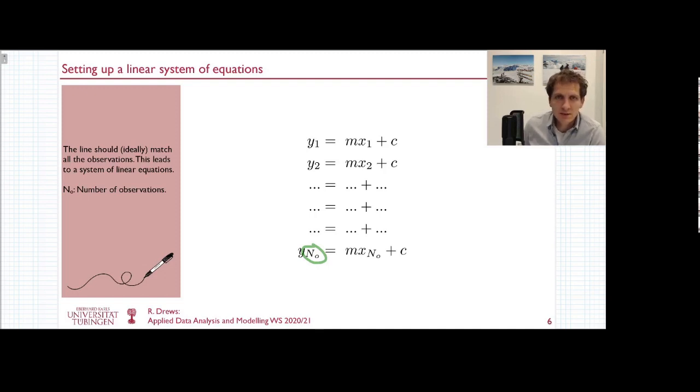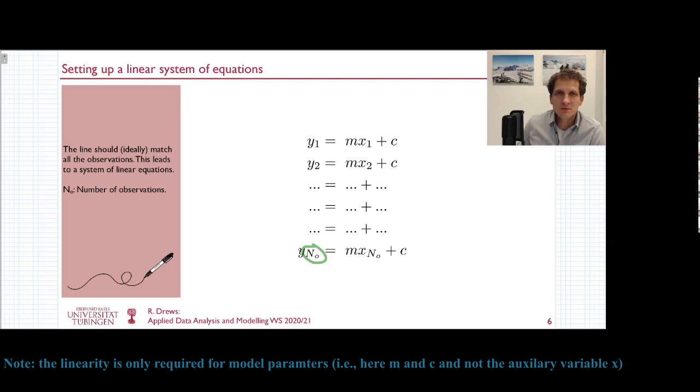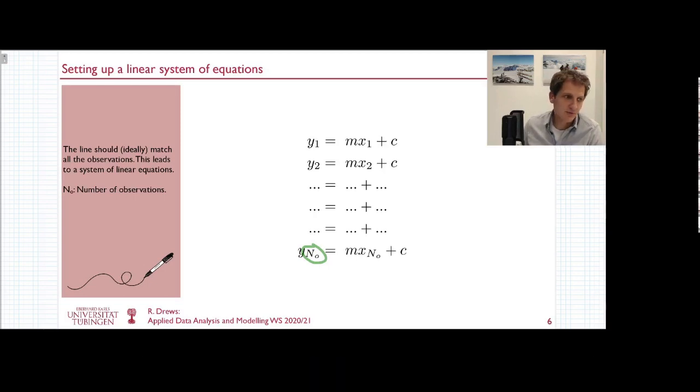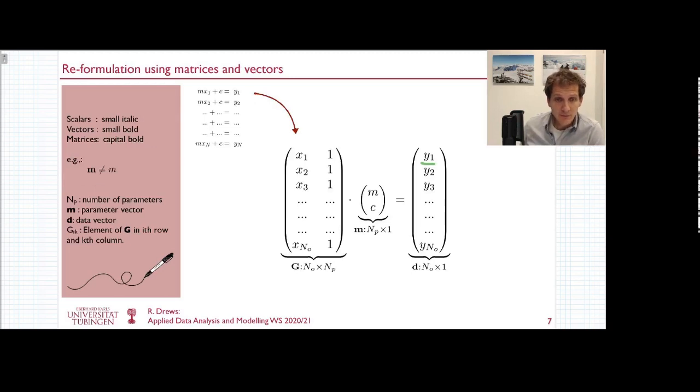Why is this system linear? Well, it's linear simply because we don't have any nonlinearities in here. So there is no squares, no cosines, no exponentials. And if this is the case, then I can rewrite the system of linear equations in matrix forms. And this is what you end up with. You have a matrix, here G, that you multiply with what I call a parameter vector, because here are our unknown parameters, m and c. And on the right-hand side, we have our observations, y1 to yNO.